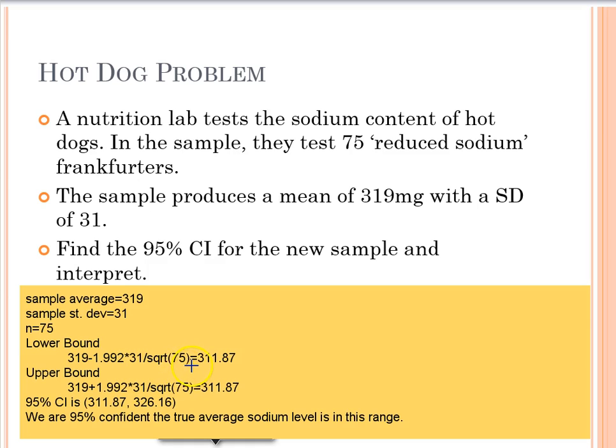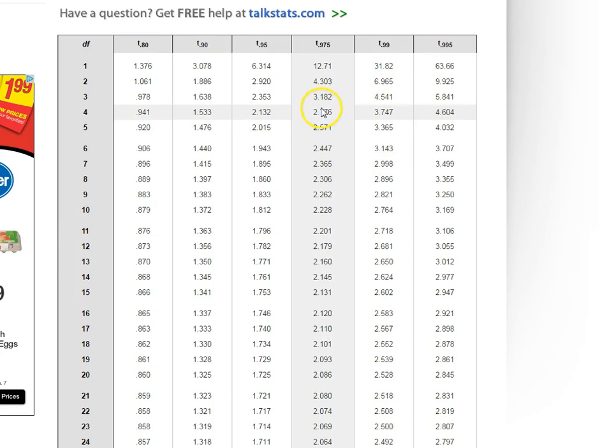This last term is the standard error of the repeated samples. So we use our sample standard deviation and divide by the square root of the sample size. Again, I don't square root the standard deviation because that term is already square rooted. When I calculate this out, I get a lower bound of 311 and an upper bound of 326.16. Sorry, I had to change that for 1 second there. So let me show you how I got my critical t.